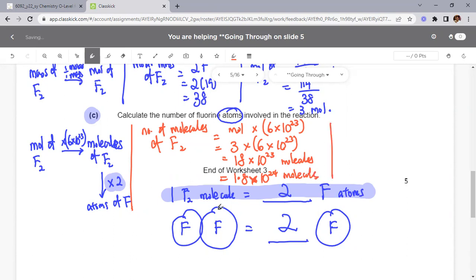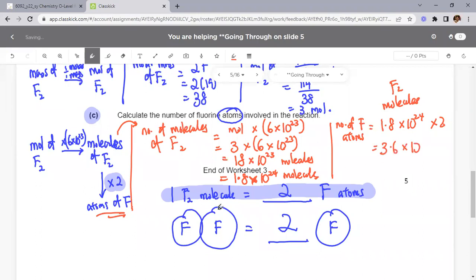Now, as I mentioned, what you have done here is only this part. So I need to find the last part. This is the answer I want to reach. So last part, I want to find the number of F atoms. This will require me to take 1.8 times 10 to the power 24, the number of molecules, and multiply it by 2. Once I multiply by 2, I'm going to get 3.6 times 10 to the power of 24 atoms.